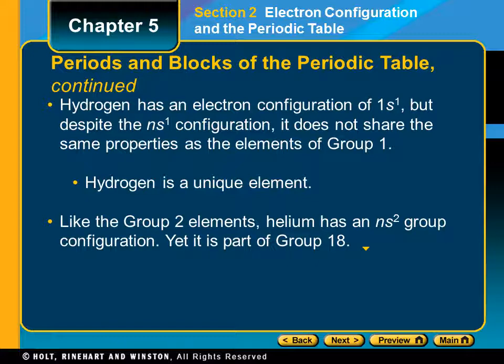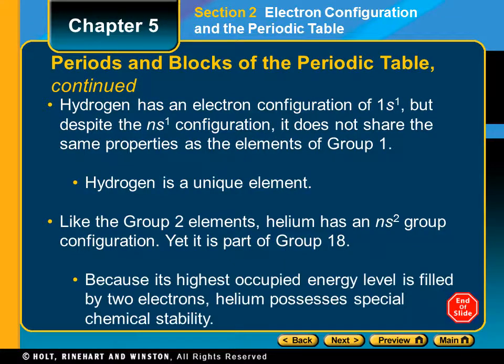Like the group 2 elements, helium has an s2 configuration, but it's part of group 18. Why is it part of group 18? This should make sense. I want to work through this. Its highest occupied energy level is filled, right? Because its highest occupied energy level is an s sublevel, and s can only have up to 2 electrons in it. Helium has 2, so that s is filled, which means there's no empty spaces, which means helium is not very reactive with anything. And so we put it with group 18, with the noble gases, because the noble gases are not very reactive, because the noble gases have 8 electrons in their outer shell.